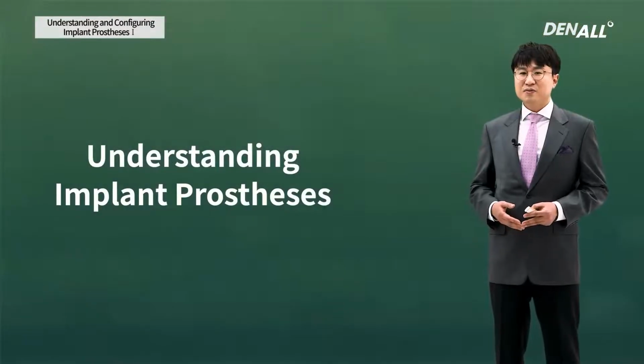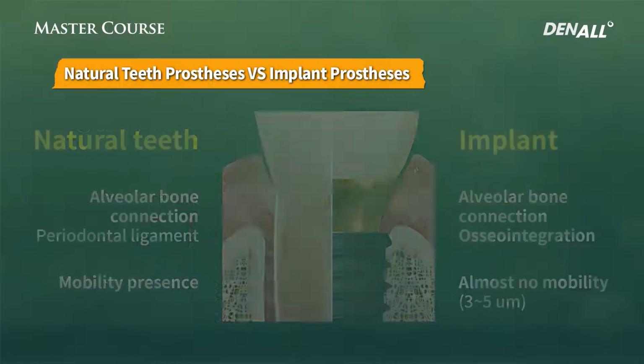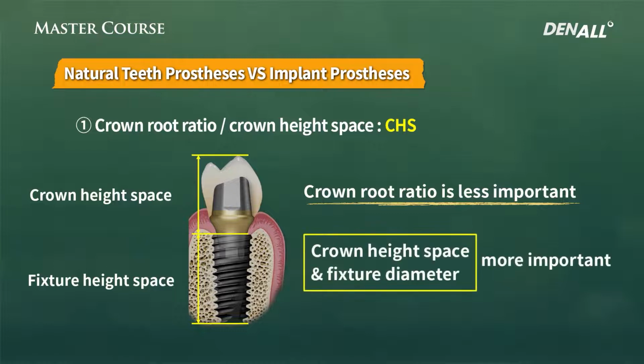Next is understanding implant prosthesis. Implant, as you can see here, has no alveolar bone connection, so there's almost no mobility. For natural teeth that move, the crown root ratio is important, but for implants, the crown height space, the absolute crown length, is more important.